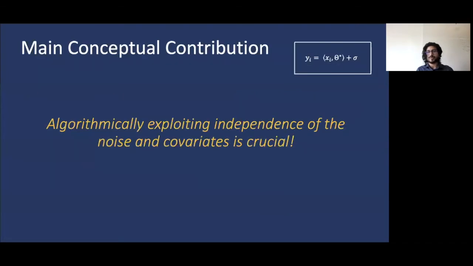Okay, so recall the linear model that we were working with: there is some optimal hyperplane theta star. The xi's are drawn from some hypercontractive distribution, and the corresponding y's are generated by taking the inner product of xi with theta star and adding some independent random noise sigma. Our main conceptual contribution here is that we need to algorithmically exploit the independence of the noise and the covariates in order to obtain optimal rates as a function of epsilon.